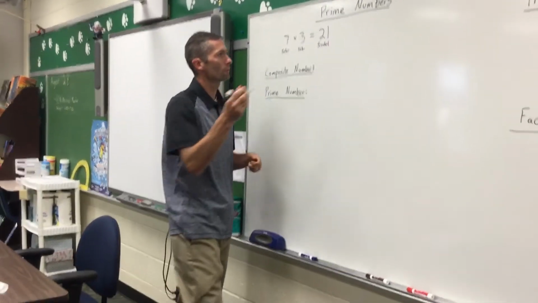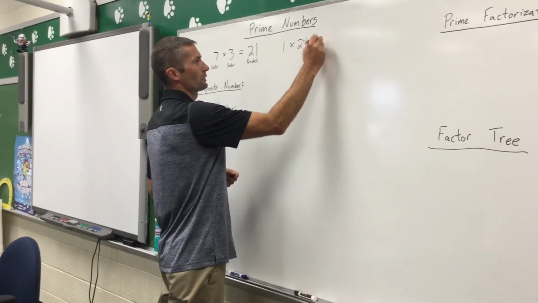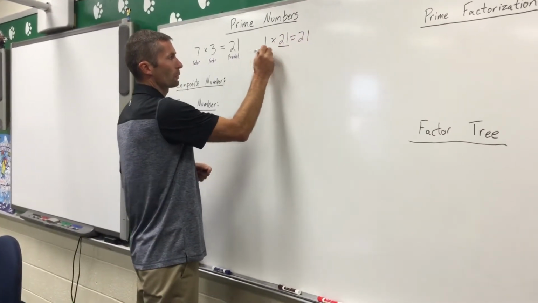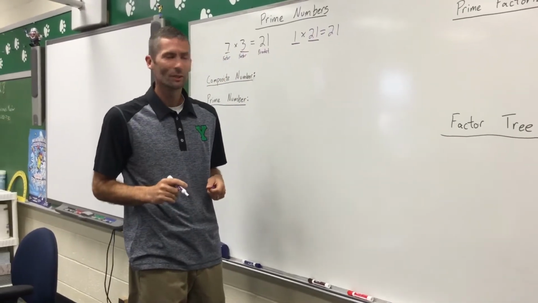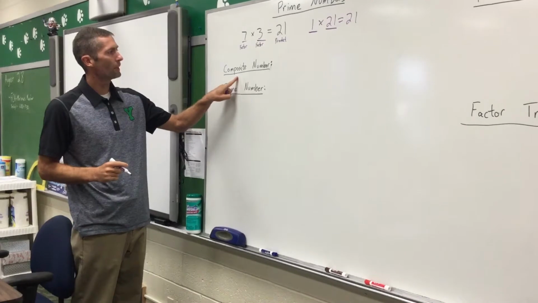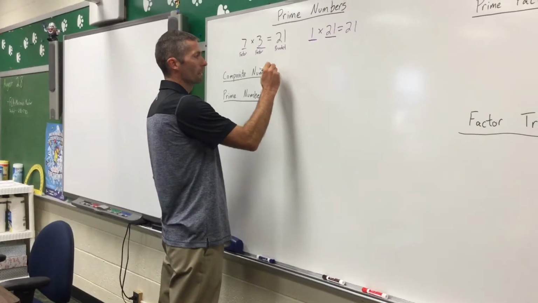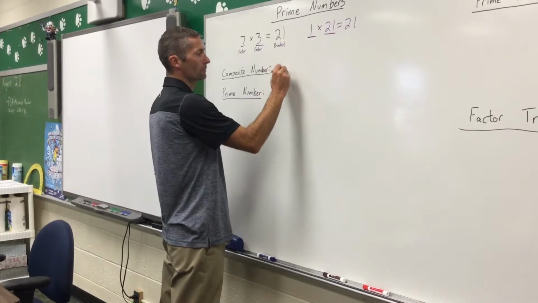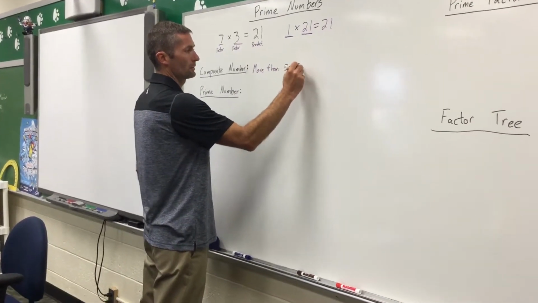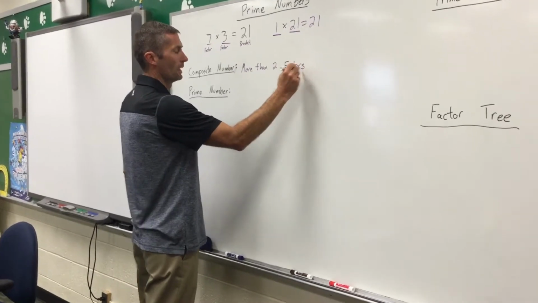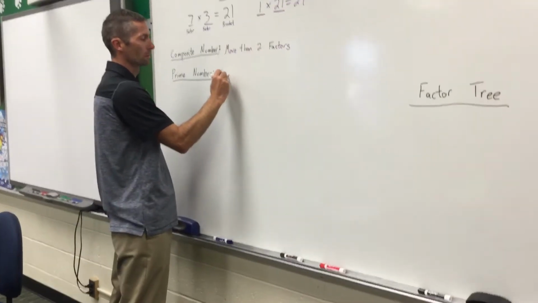The other factors of 21 would be 1 times 21 would give you 21. So the factors of 21 are 1, 3, 7, 21. Okay, that's a review. All right, so what's a composite number? A composite number is a number that has more than 2 factors. Okay, so then a prime number has exactly 2 factors.